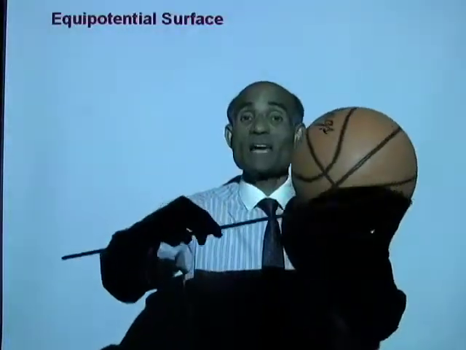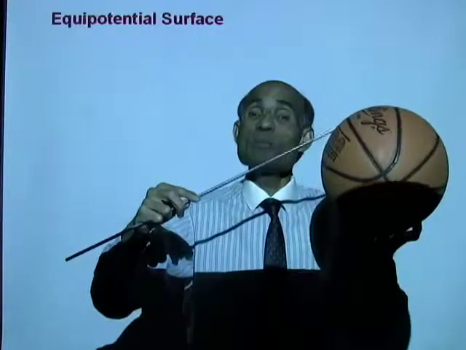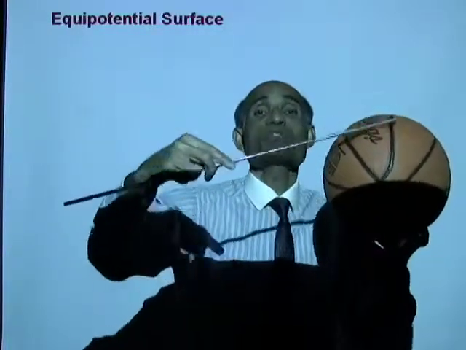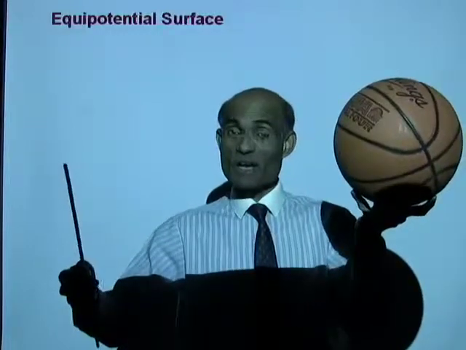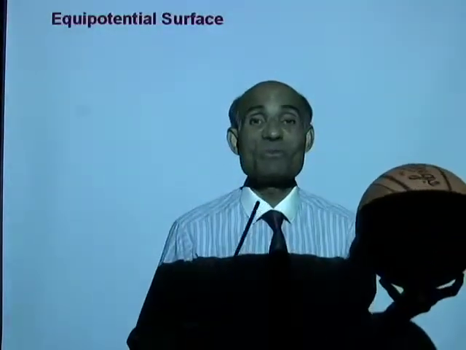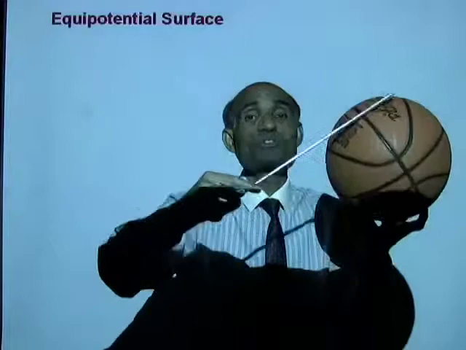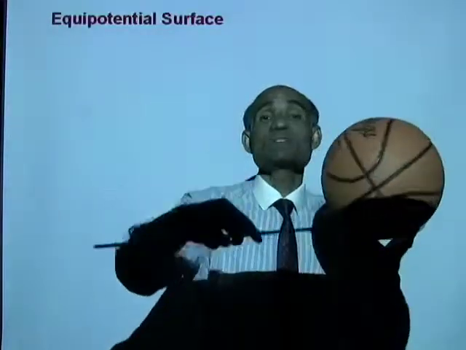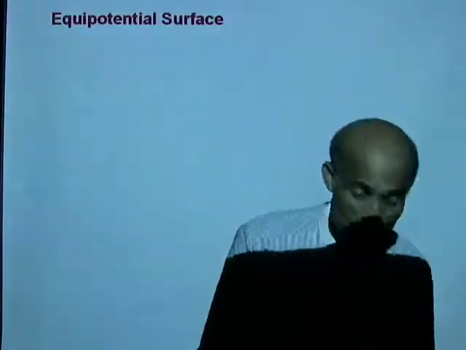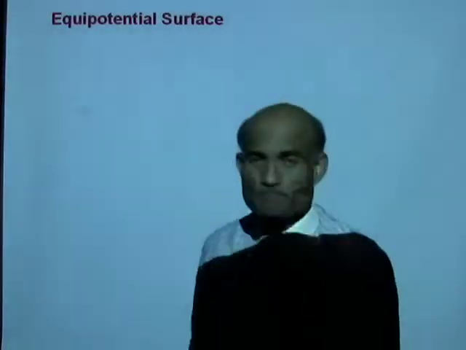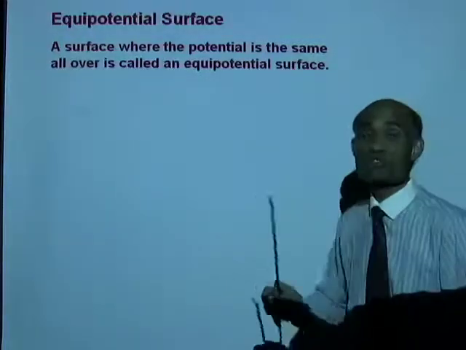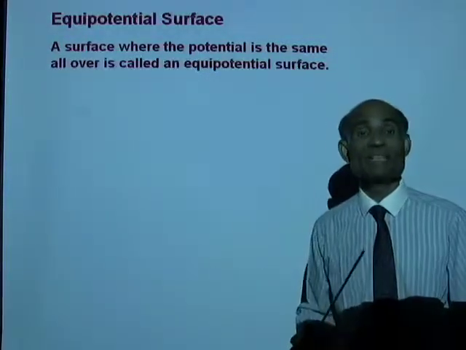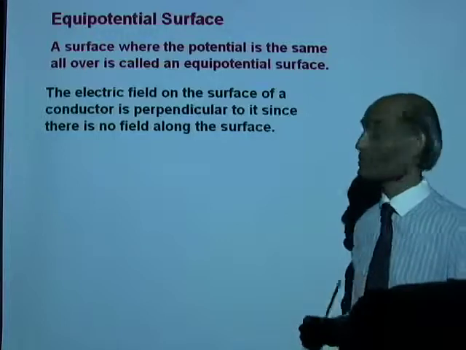Yes, we just said the potential at any point on the surface of a charged shell or a charged sphere will be kq over r. Therefore, the surface of a charged sphere is an equipotential surface. A surface where the potential is the same all over is an equipotential surface.